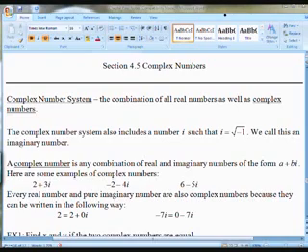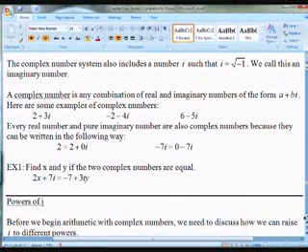The complex number system, it says, is a combination of the real numbers as well as complex numbers. So we've got some numbers outside of the real realm. Complex numbers include everything. You've got the real numbers, and like we're going to talk about today, you've also got the imaginary numbers. That is all the complex numbers. The complex number system also includes a number i, such that i is the square root of negative 1. Make sure you know what i stands for. We call this an imaginary number.